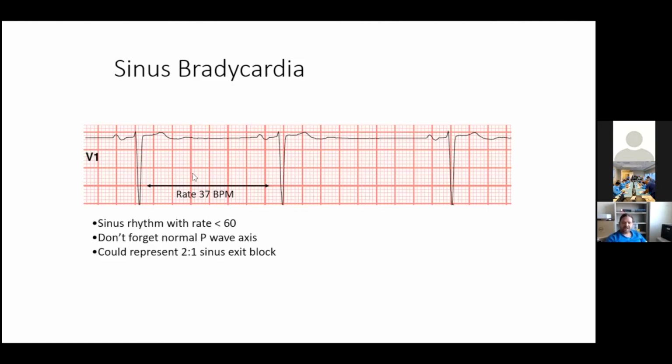Once sinus bradycardia gets significantly slow, it could represent 2-to-1 sinus exit block. And looking at the trend of how things slow down, whether it gradually slows or if it jumps and cuts the rate in half, that can be a good way to identify 2-to-1 sinus exit block.